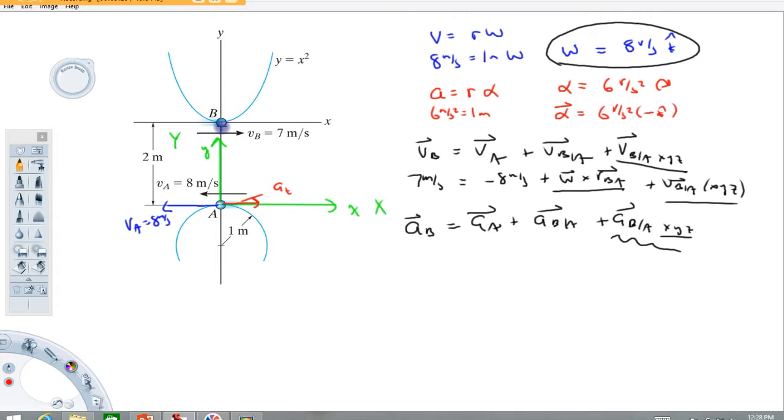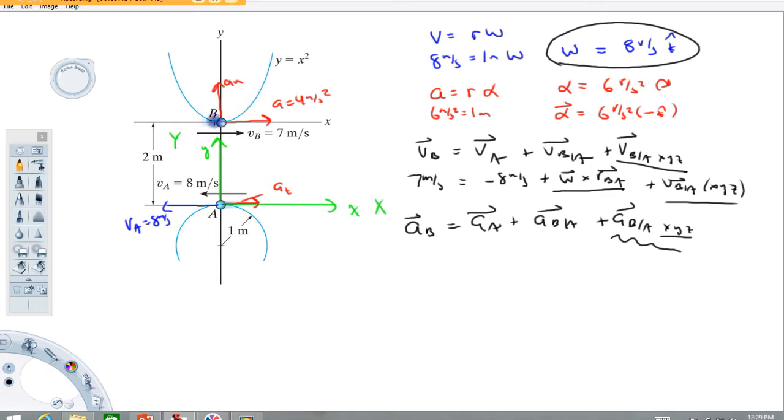So b, let's see, what does it say about b? B has a velocity 7 meters per second shown, speed increasing at 4 meters per second per second. So we're going to have an acceleration vector that looks like this. That's a tangential, 4 meters per second squared. B is going to have a centripetal pointing upward, or a normal pointing upward, and here's how you can get at an expression for that.